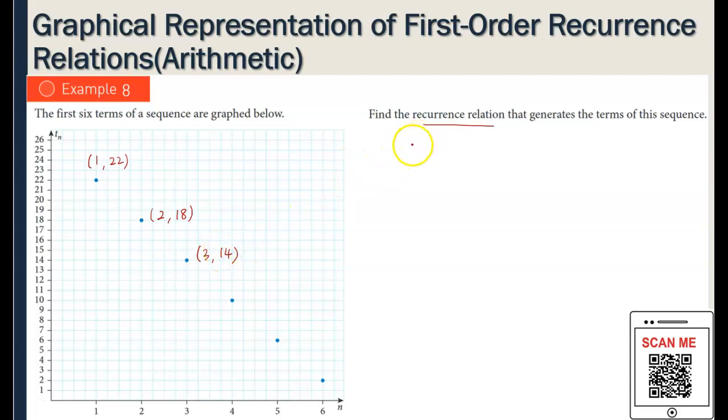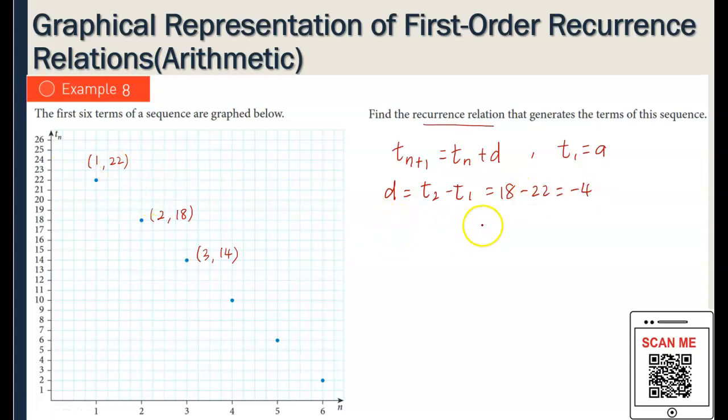So how does the format of arithmetic progression look in terms of recurrence relation? Tn+1 equals Tn plus d, d being the common difference, T1 equals a. Now what is the common difference? You can use the standard format you have learned: T2 minus T1. This is the T2 value, 18 minus 22, and you end up with negative 4.